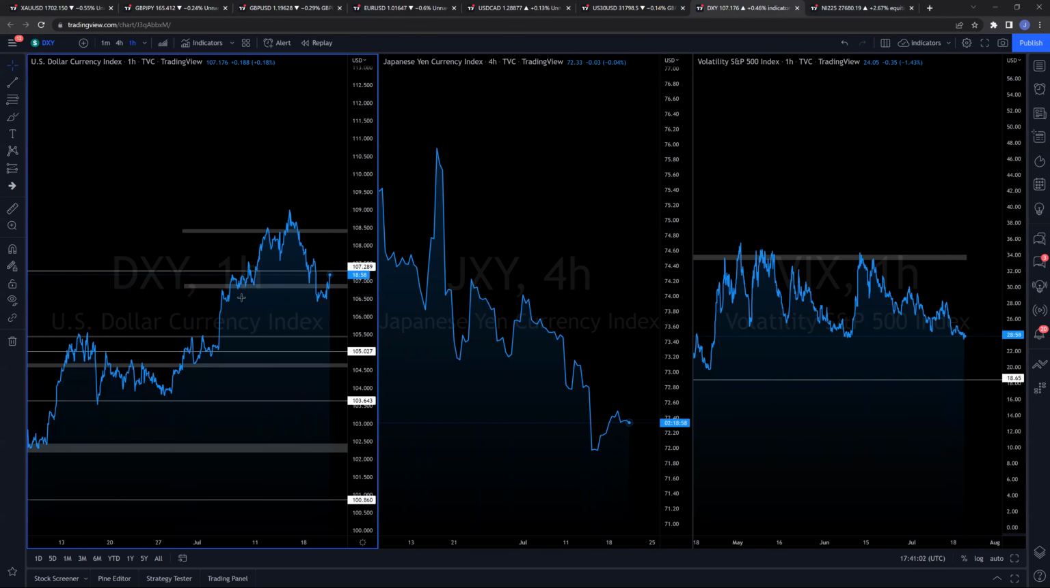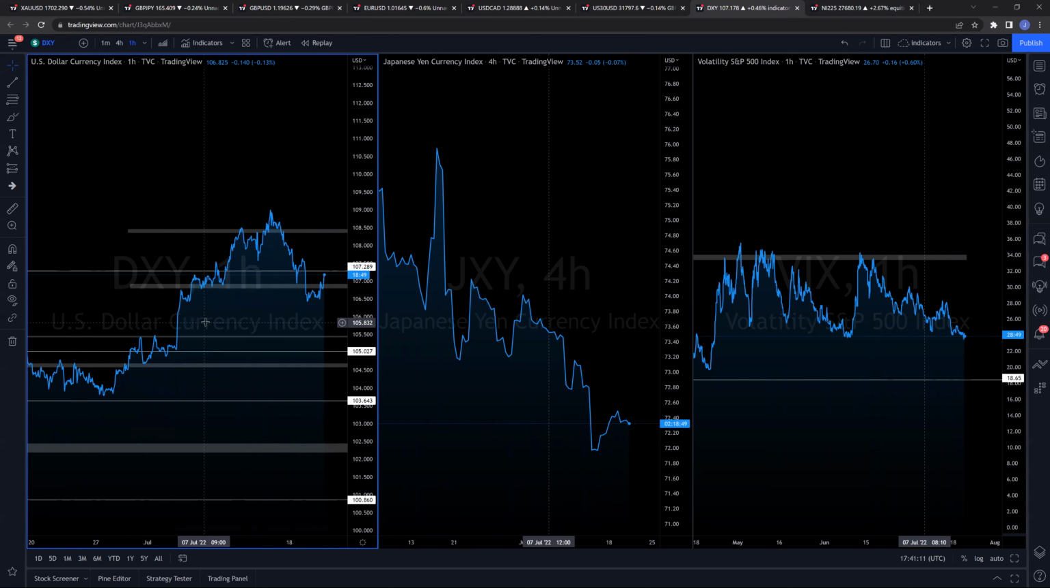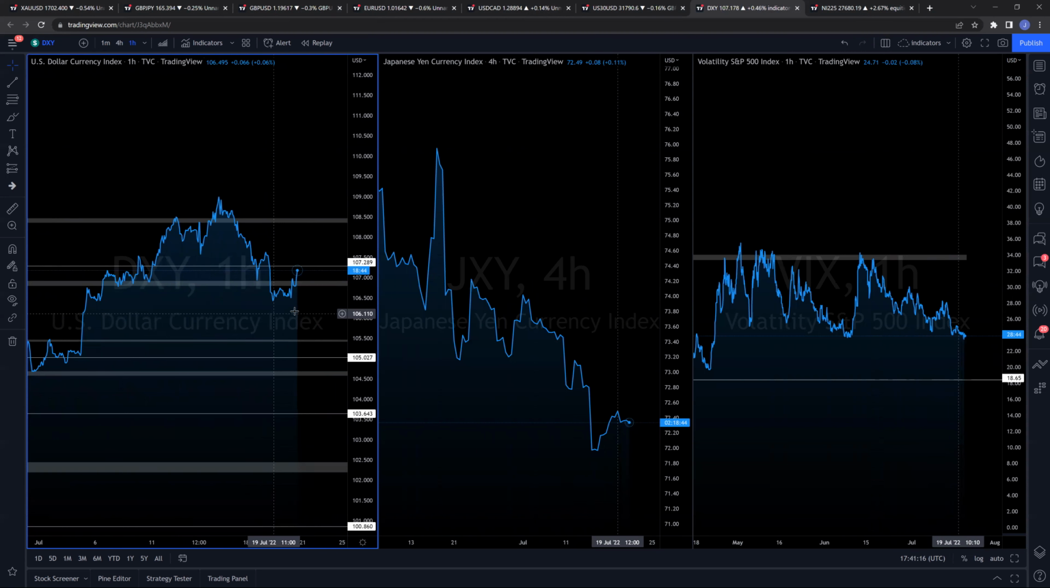Dollar is still in this corrective bearish pullback structure where, if it fails to break above 107.3, it can still easily come down to 105.5 before seeing more buyers back in the market. Going to be dependent on some of the US economic data tomorrow as well.